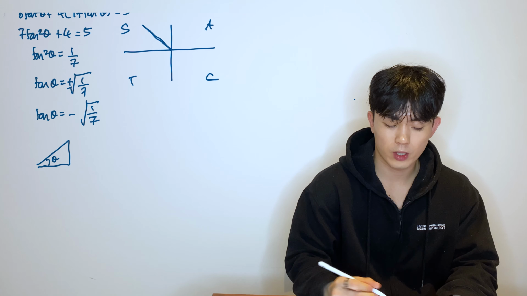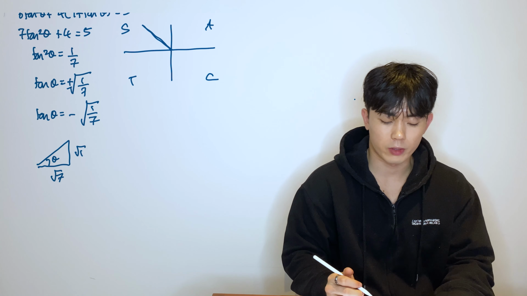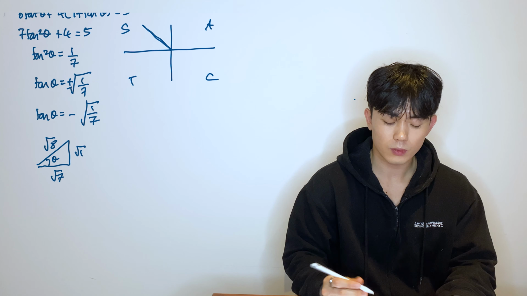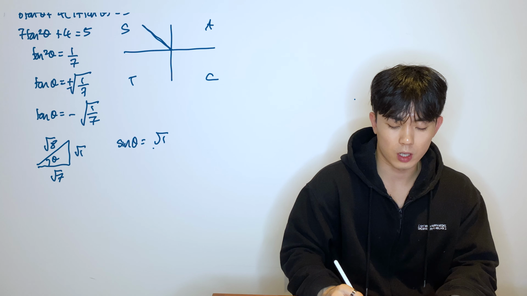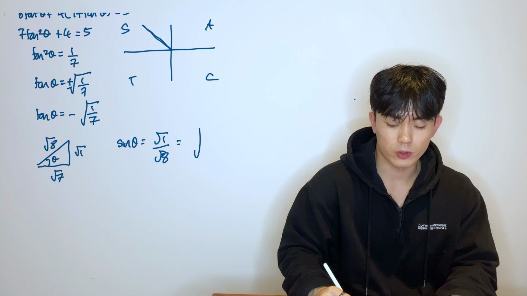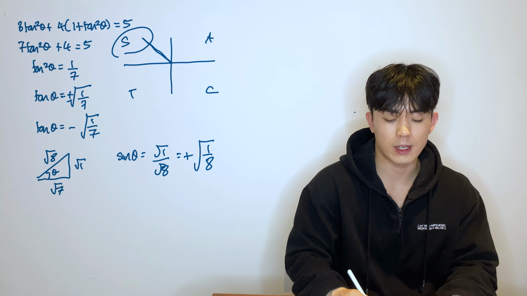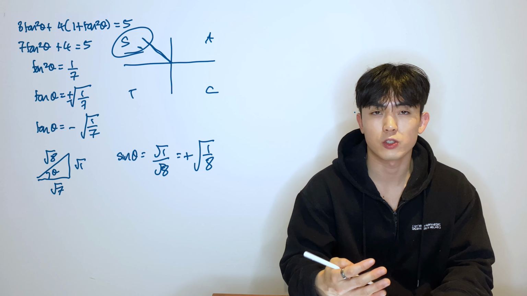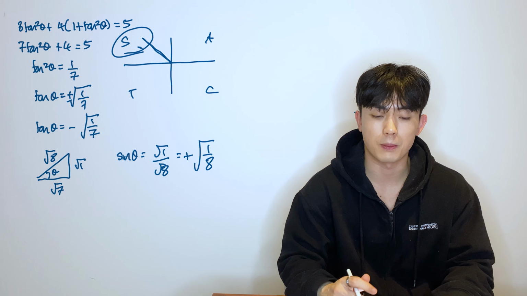So theta, so tan is opposite over adjacent, so this is root 1, root 7. So therefore, this is root 8. So we can have sine theta is equal to root 1 over root 8, which is the root of 1 over 8, and it's a positive value because we know theta is in the S section here. So the method for finding is just the same. It's just initially using an equation, just using the identity we've learned, just to simplify it a bit.